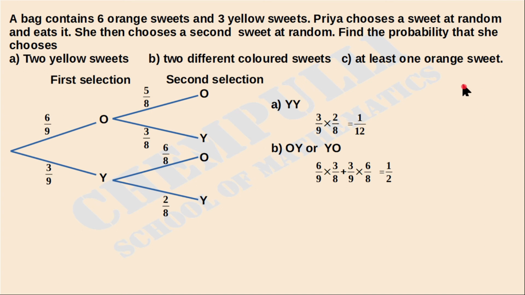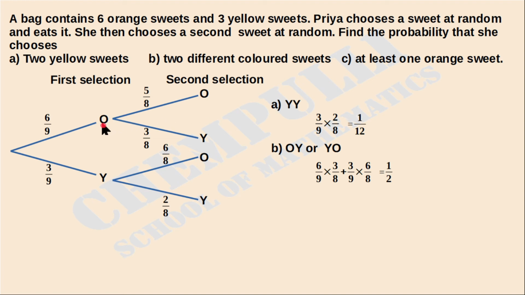Then which situation should we also consider? The 2 orange seeds situation. The 3 orange seeds situation is not there, because here the total number of selections is only 2. That means one orange seed or 2 orange seeds. If we move in that way, we can first check the one orange seed branches.